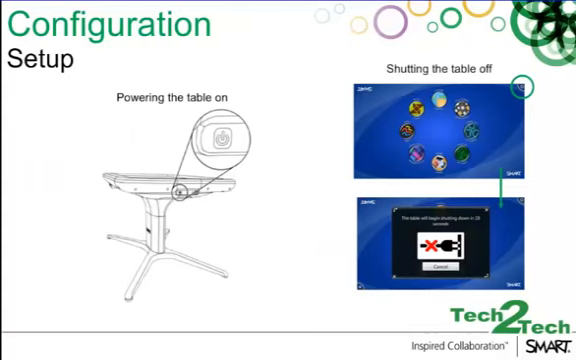Once your SMART table has been assembled and plugged in, you will find the power button as shown on this page. As a note, this is only for powering on the SMART table. To turn the table off, you must shut it down. Select the power icon in the corner of the screen.